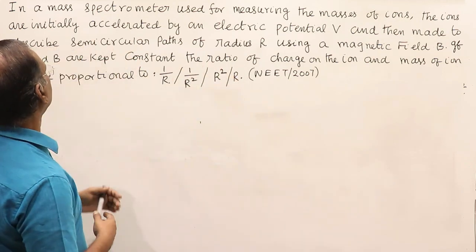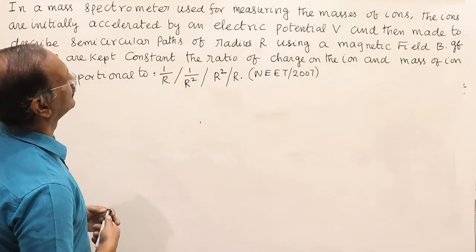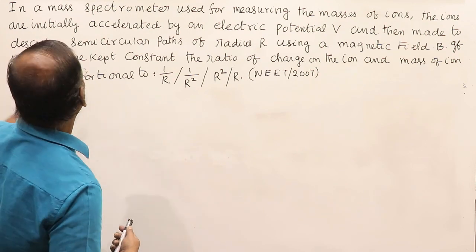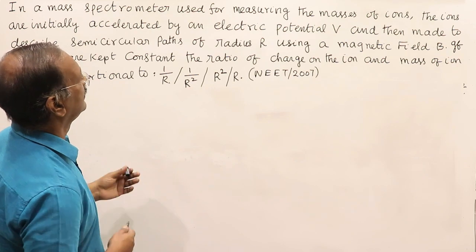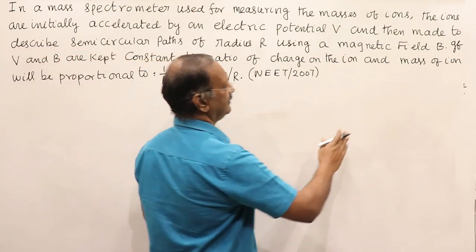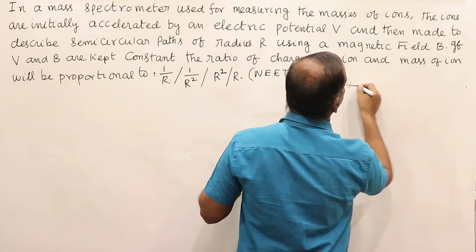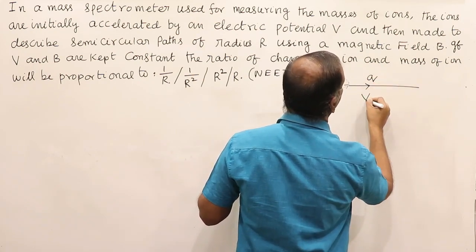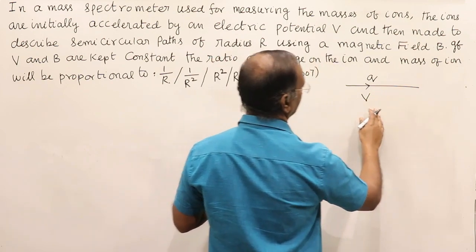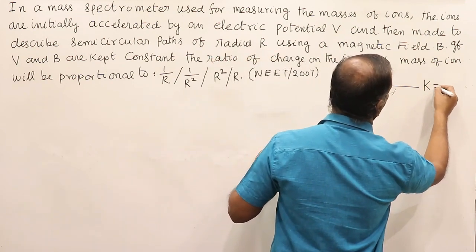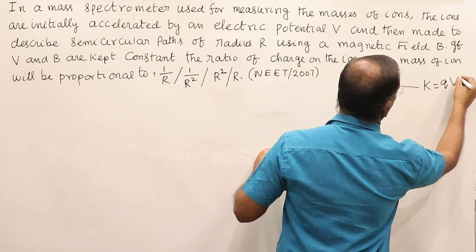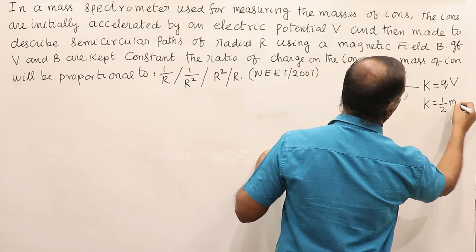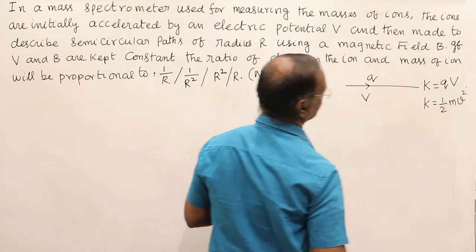In this numerical, in a mass spectrometer used for measuring the mass of ions, the ions are initially accelerated by an electrical potential V. This ion has a charge Q and is accelerated by a potential difference of capital V. It means its kinetic energy is equal to Q into V. Also, kinetic energy is equal to half m v square.